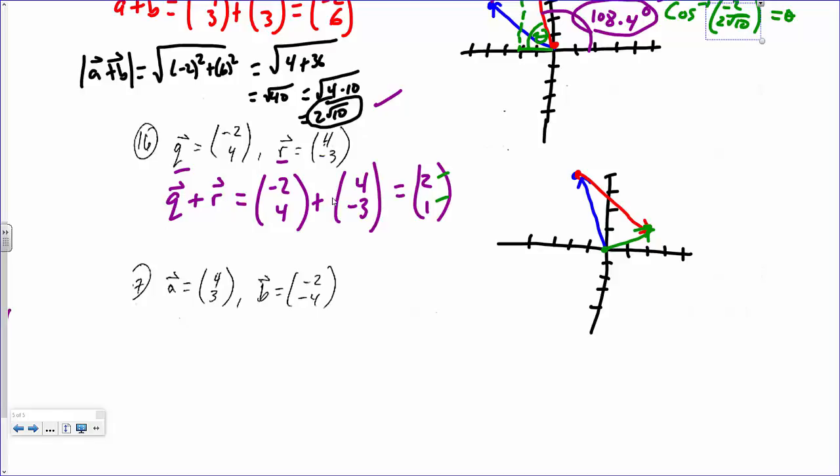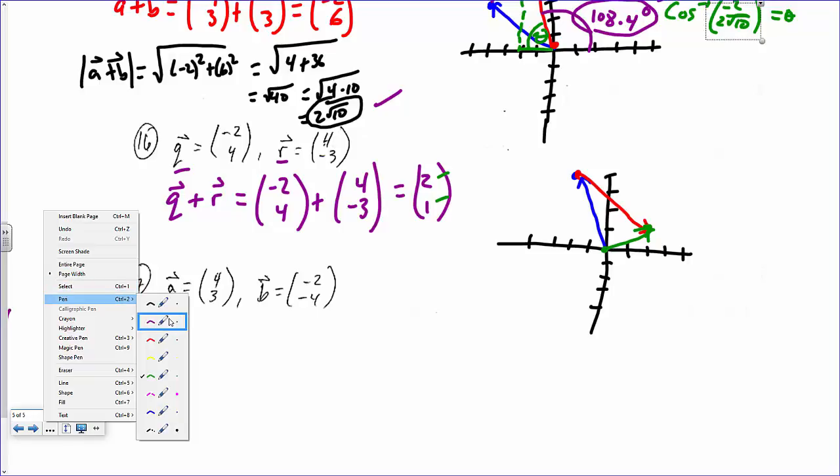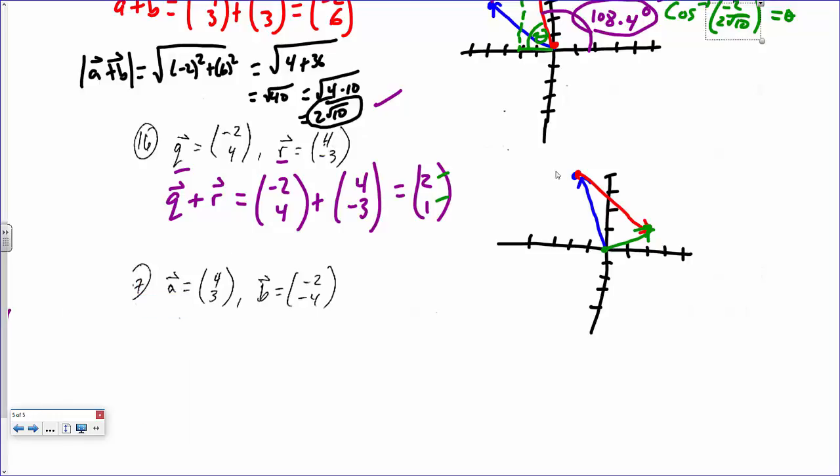Okay, so now we just have to find the magnitude and direction of this vector, and we'll be done with this question. So the magnitude, as I like to write, is the magnitude of q plus r. And that's the square root of 2 squared plus 1 squared, which is 4 plus 1, so this will be root 5. Okay, that's the magnitude. And the last thing I have to find, of course, is the direction.